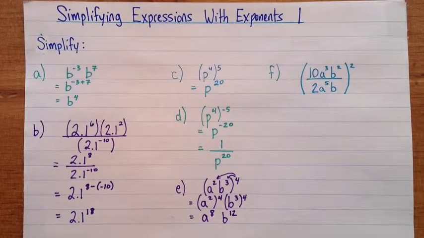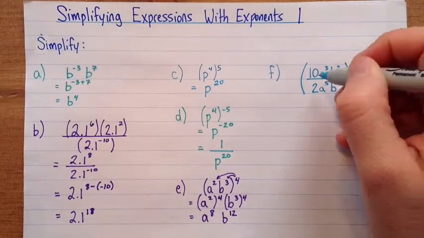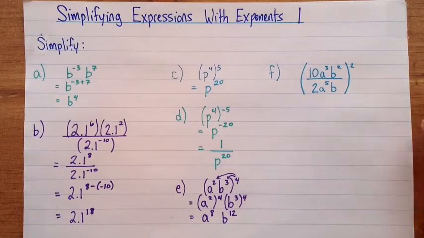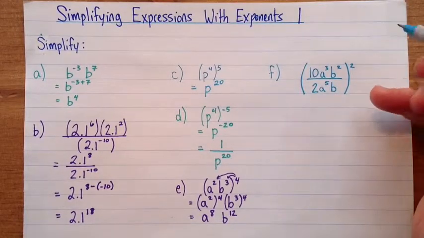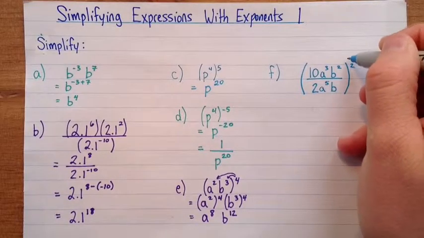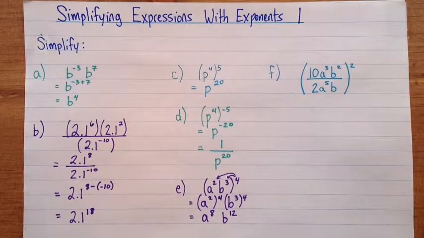Okay, and the last one here, f, is the longest. We've got 10a cubed b squared divided by 2a to the exponent 5b, and all of that is squared. So we can start in different places. We could start from the outside and apply this exponent 2 to every single term in the entire expression, but it's not the easiest way to do it.